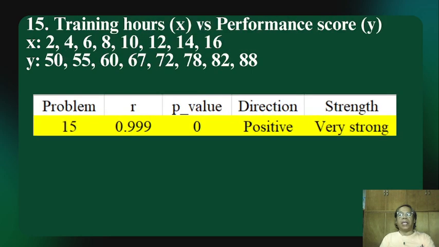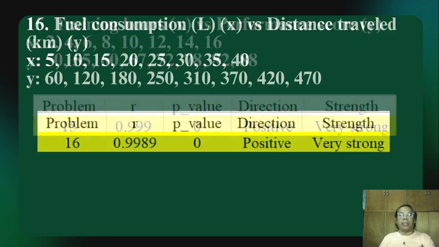Number 15. Training hours X versus performance score Y. So those are the values of X and Y. And then using Excel, R is 0.99. Our p-value is 0. The direction is positive. And then the strength is very strong.